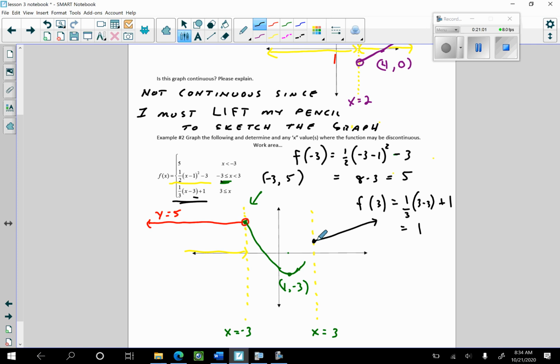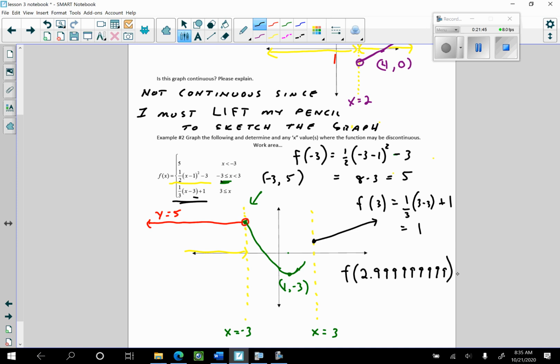But I still don't know what's going to happen here. Here's what I'm going to do. Give me a value less than 3. This is kind of hard for students to wrap their head around. If I want to figure out where that graph hits this x equals 3, I can't do f of 3, because f of 3 is in this piece. What I'm going to do is f of 2.999999999.